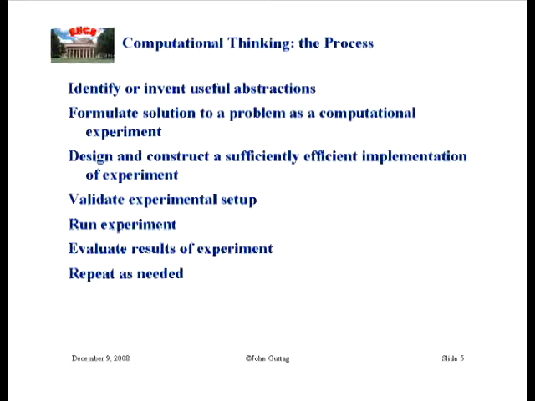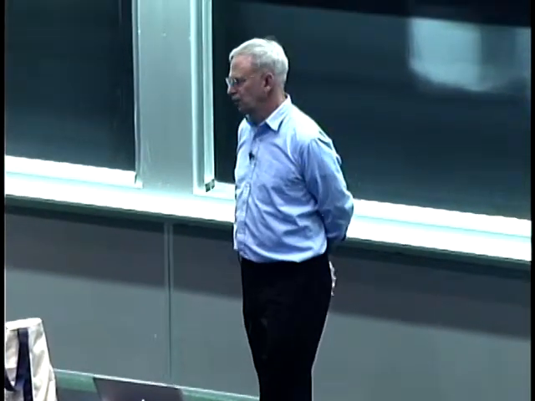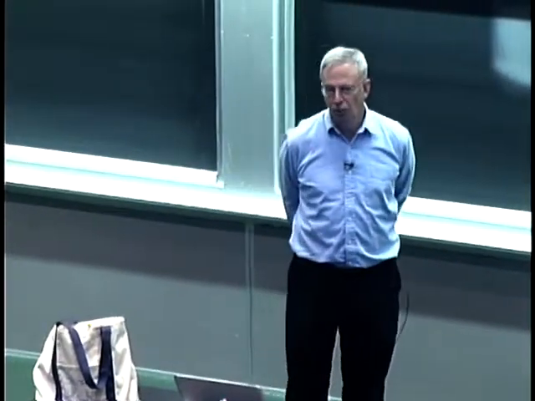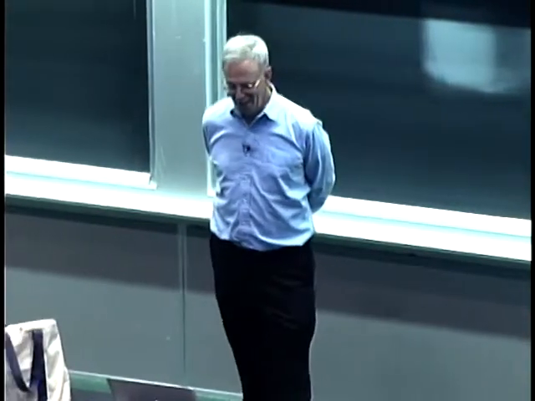So what is it? Well, the process is the process that we've been advocating throughout the semester. You identify or invent useful abstractions. Sometimes they're out there and we can just pluck them. Sometimes we have to invent them ourselves. We then formulate a solution to a problem as some sort of computational experiment, typically using those abstractions. Then comes the part that many of you get bogged down in, but it'll get easier as you go on: to design and construct a sufficiently efficient implementation of the experiment.